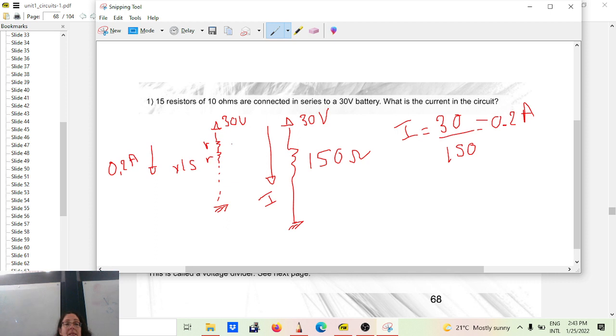So each one is 10. So each voltage drop, it's going to be 2 volt. Because 2 volt times 15 is 30. Okay?